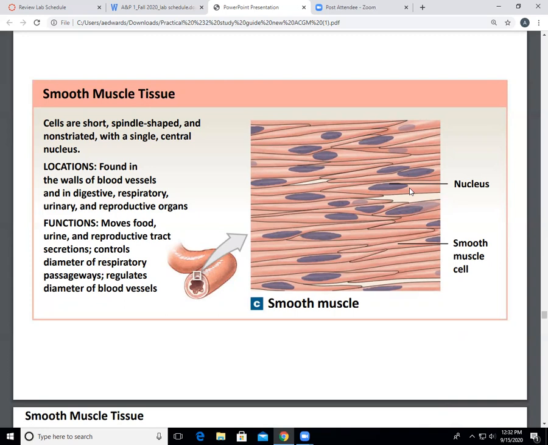Another important point. Skeletal muscle is voluntary. You have to think to move your skeletal muscles typically. Your smooth muscle and your cardiac muscle are involuntary.